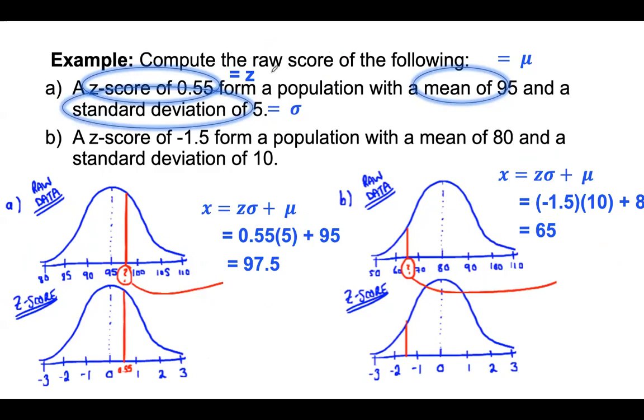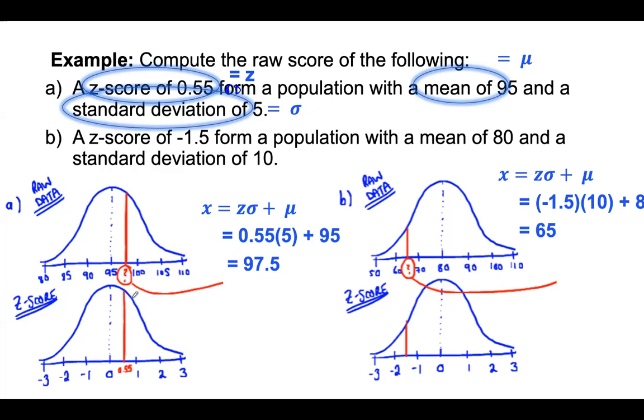Now let's compute the raw score. This time, the raw score from the following: we have a Z score, let's say of 0.55, from a population with a mean of 95 and a standard deviation of 5.